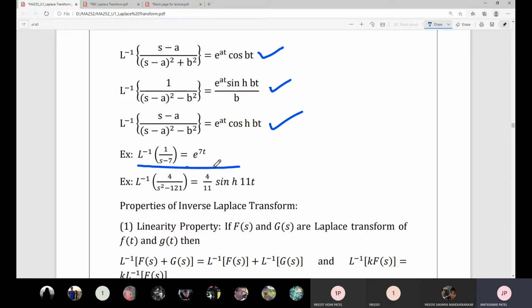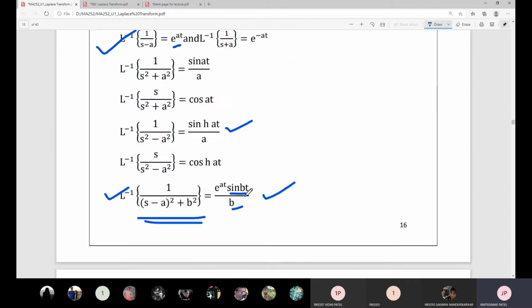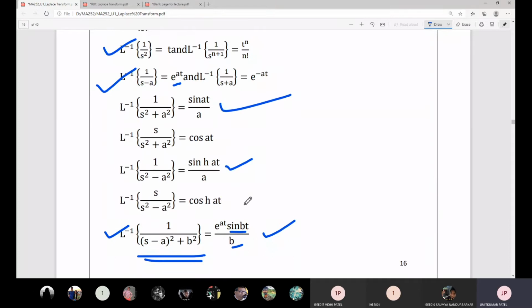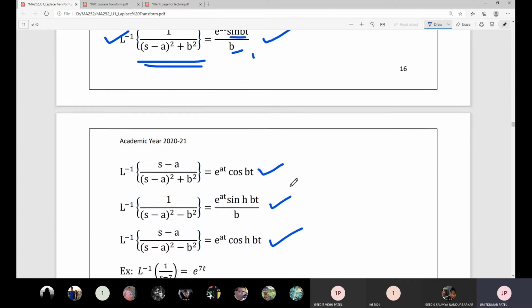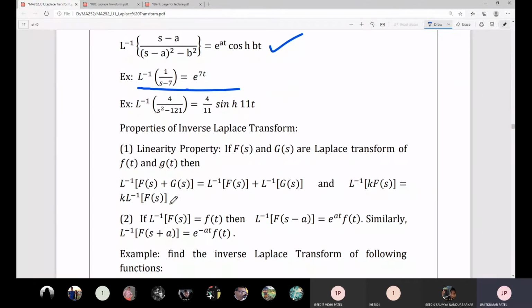Now the Laplace inverse of 4 upon s square minus 121 is 4 upon s square minus 11 whole square. So it is related to sin hyperbolic 11t, but 4 is common outside. So 4 divided by 11, by using this definition. Okay, sorry, not that one, this one. Then we go for the properties of inverse Laplace transform.